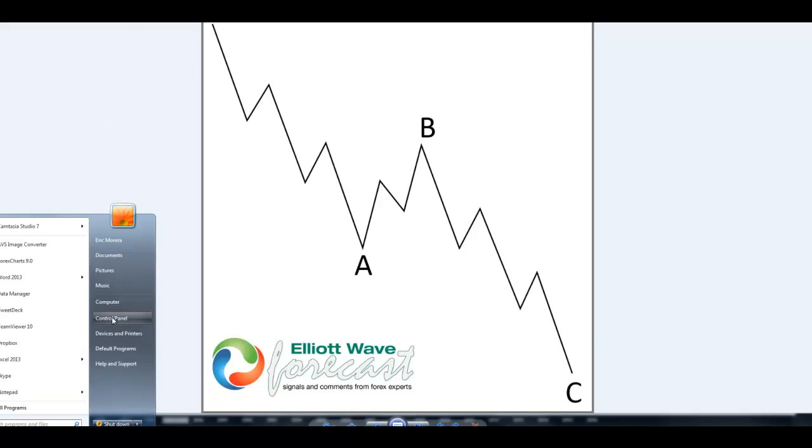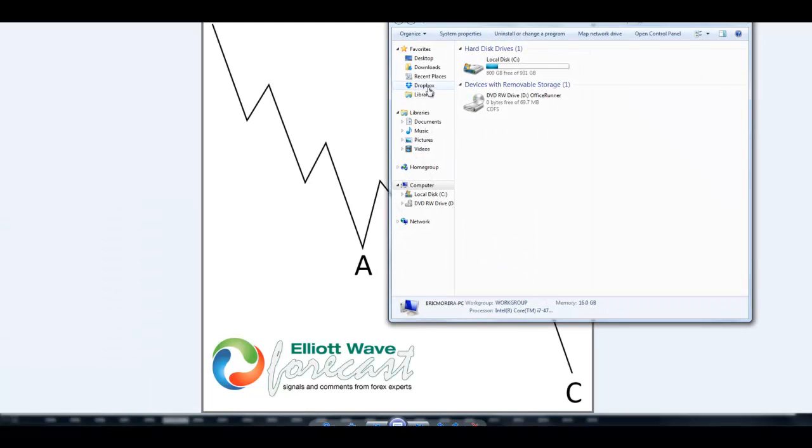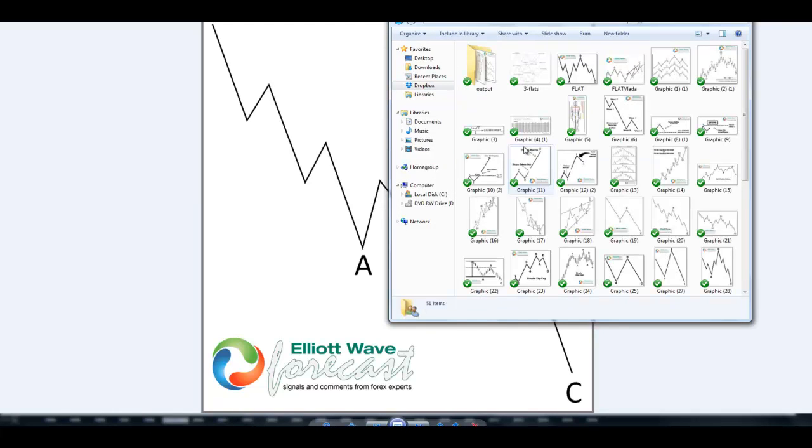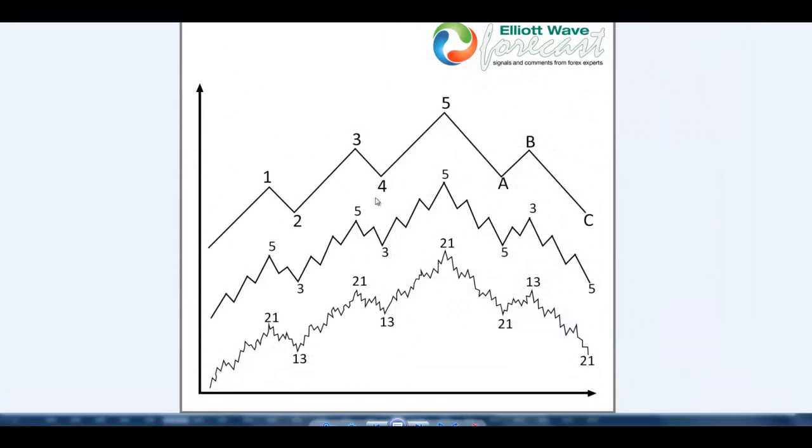Also, I want to show the idea of how an impulse looks. An impulse in Elliott Wave looks in the following manner. Each leg, look, 1, it has 5 waves. And this 5 has 5, 3, 5, 3, and 5. So this is 5, this is 5, and this is 5. As you can see, there are no 3 waves in any of the subdivisions of the major higher degree time frame.